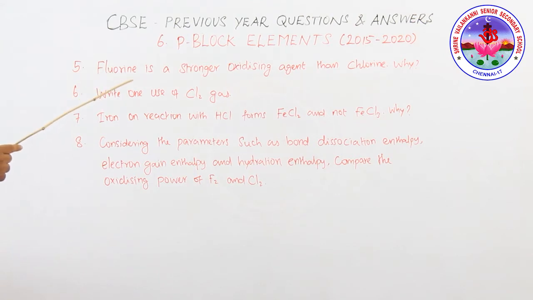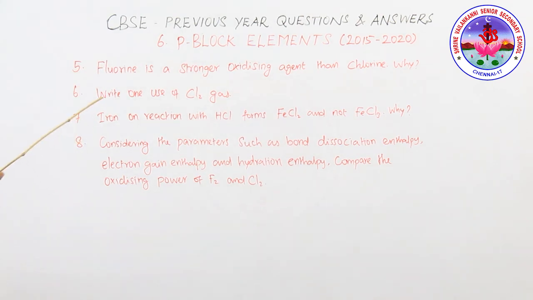I repeat this, it is due to the low bond dissociation enthalpy, higher hydration energy of fluoride ion and high electron gain enthalpy. This is the reason fluorine is the strongest oxidizing agent. So the key points you have to write are: low bond dissociation enthalpy of fluorine, higher hydration energy of fluoride ion and the high electron gain enthalpy. So this is the reason.